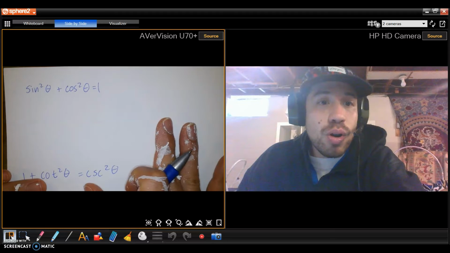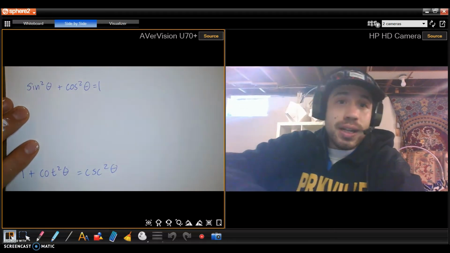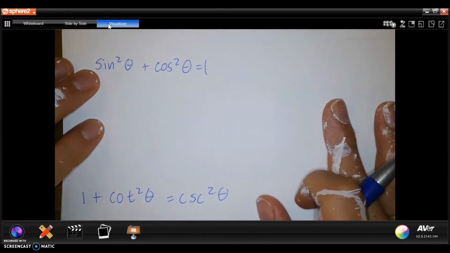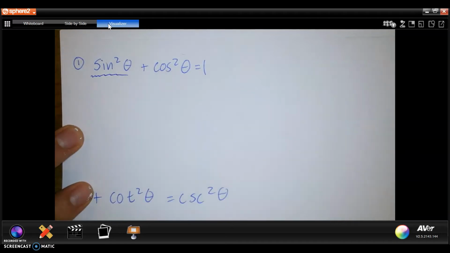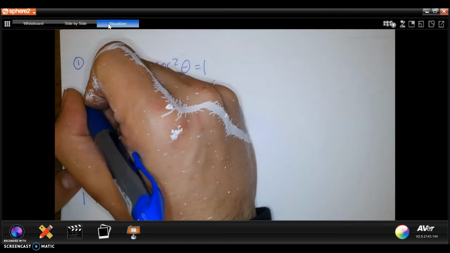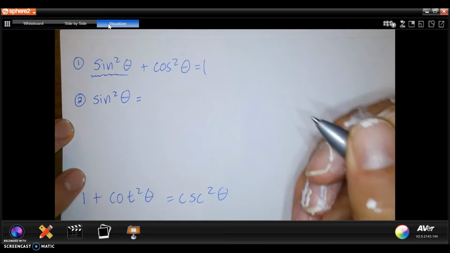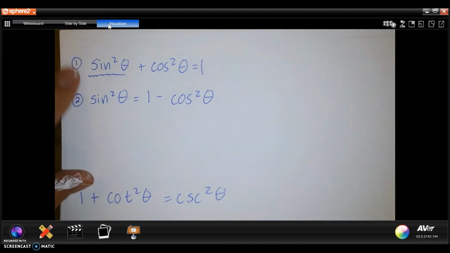As we're looking at this, the first one from the Pythagorean identities was sine squared plus cosine squared equals 1. Now I'm going to switch to just a visualizer, so we can see this in all different formats. This is format number 1. Format number 2 is solving just for sine of theta. To do that, we would subtract cosine squared of theta from both sides, which gives us sine squared theta is equal to 1 minus cosine squared theta. Again, same identity, just different representation.